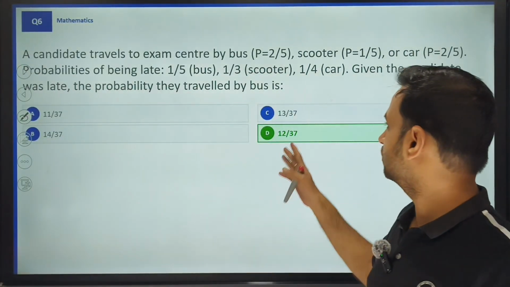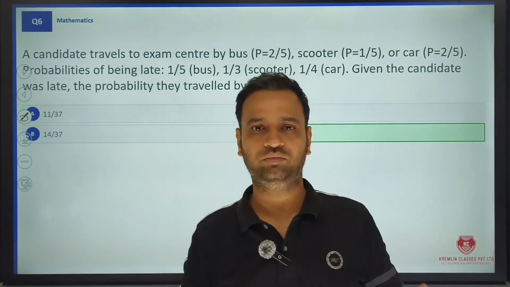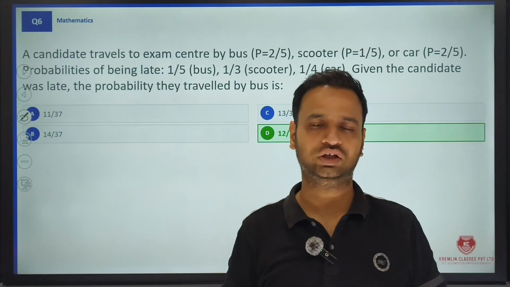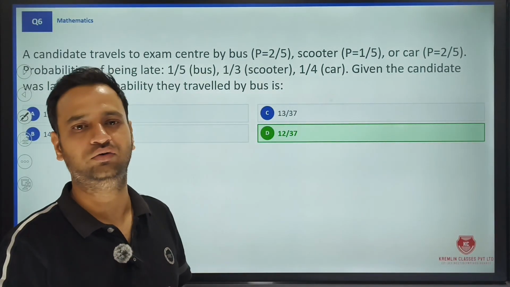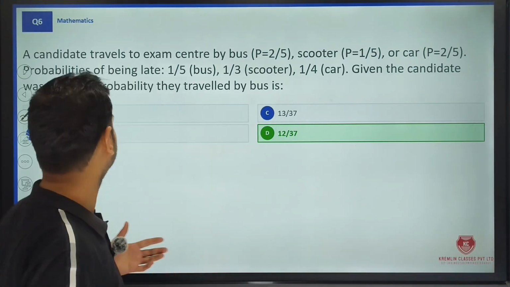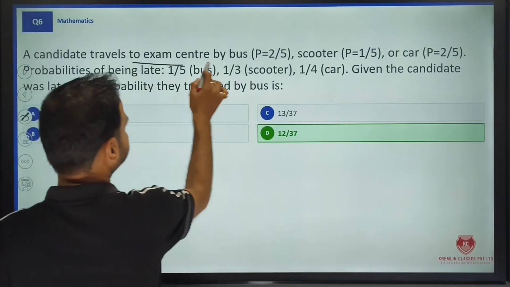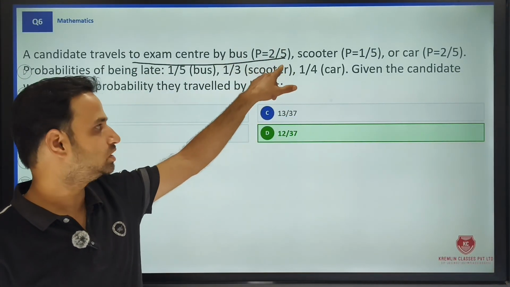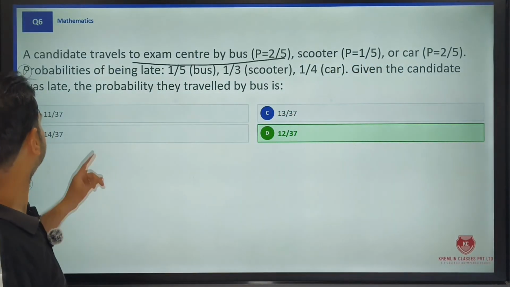Yeah, this is the question of probability. And what it is about? Bayes theorem. Have you studied the Bayes theorem? I think so that you have studied. I have the full confidence on my students that they have studied the Bayes theorem. So let's get back to the question. What is given here? A candidate travels to the exam center by bus. The probability of going by bus is 2 by 5. Going by scooter and going by car are given here.